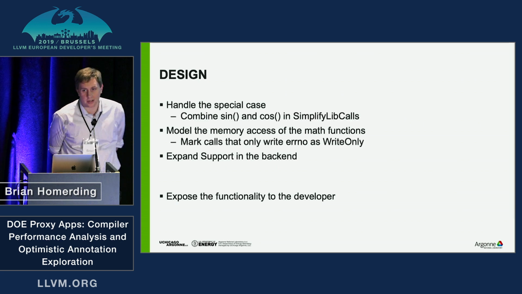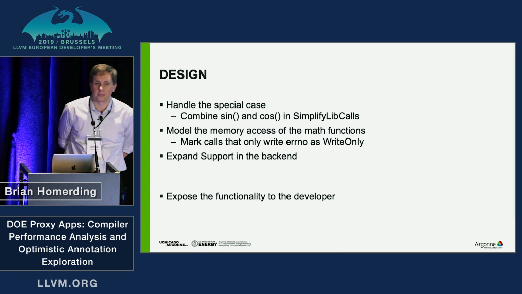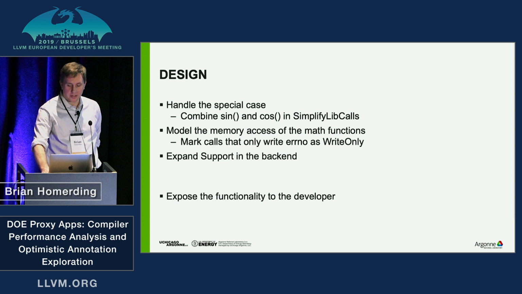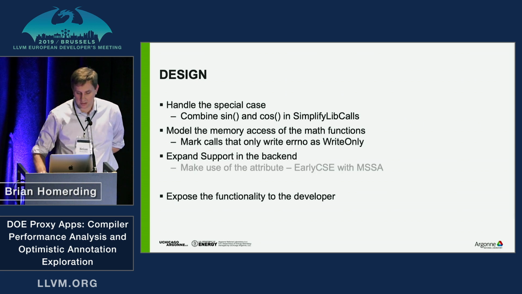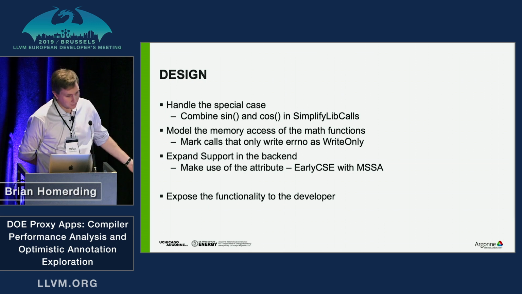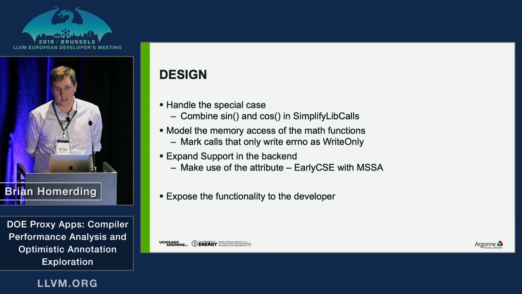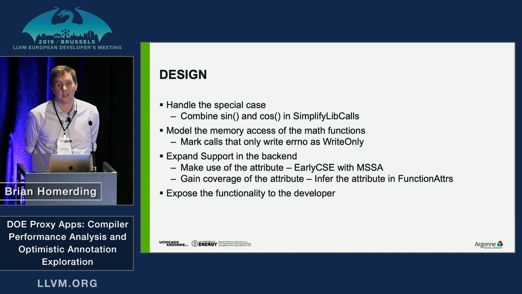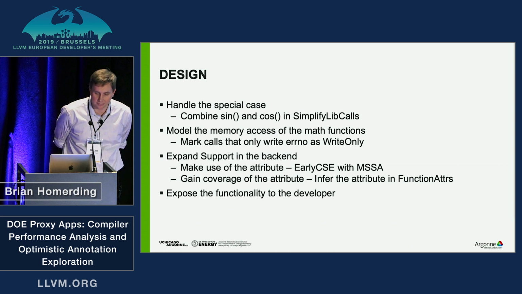Coming out of CodeGen, we're going to mark these functions as write-only, as they can only write to errno, but that doesn't really do enough to make sure that we get all the support that we want, so we go into the back end and make a few improvements: improving early CSE, trying to use the write-only attribute, but then also we want to infer it on additional functions so that we have better coverage since we're improving the usability.